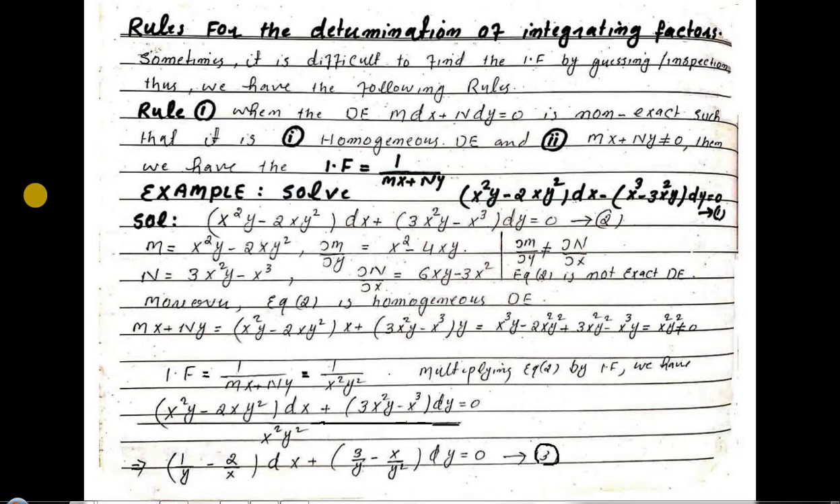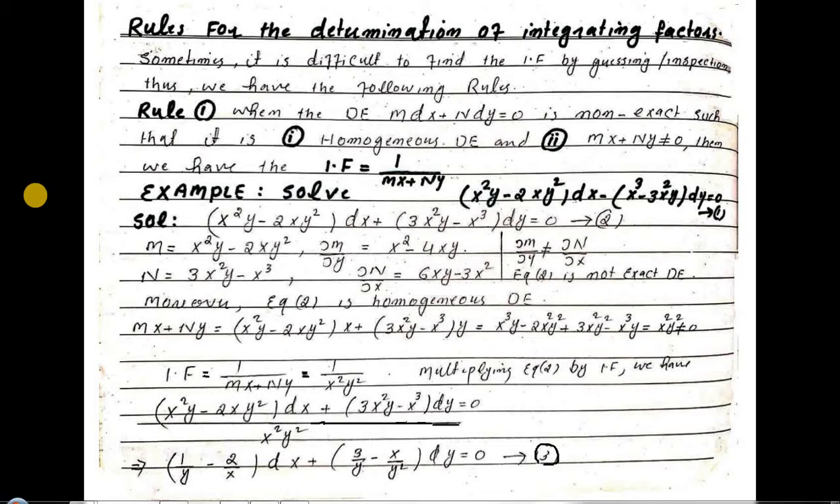The integrating factor is sometimes guessed by inspection. We have more than one integrating factor for a non-exact differential equation. Sometimes integrating factor is easy to determine and sometimes it is quite difficult. For this, we have 4 rules to find out integrating factor for a given non-exact differential equation.